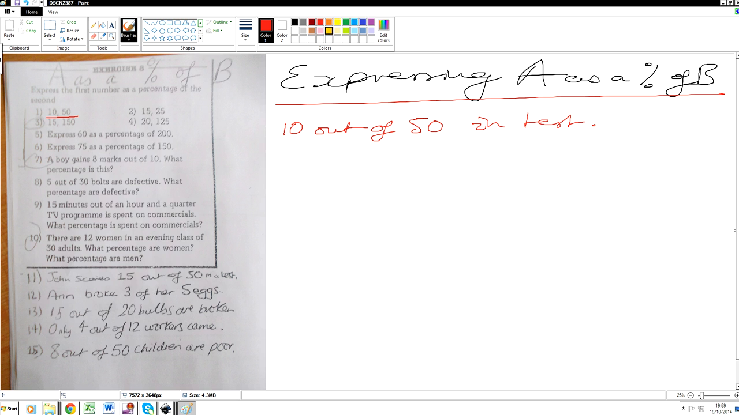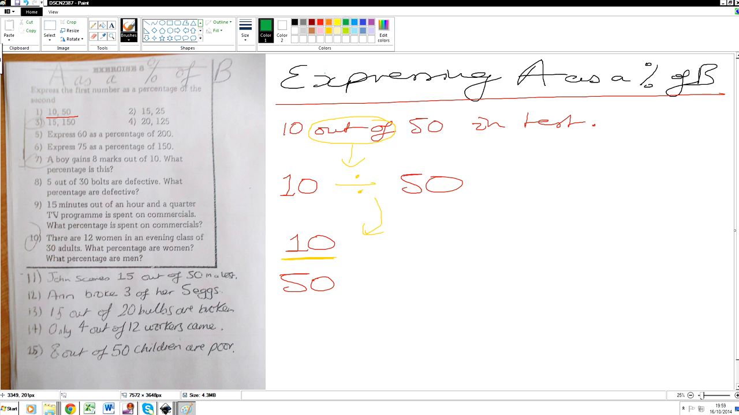So, what does the "out of" mean, Lishka? Out of means divide. Of means times. Now, how can we write down this divide sign? It can be written like this, as a fraction. So 10 divided by 50 can be rewritten as a fraction. So 10 out of 50 in a test means 10 divided by 50. 10 out of 50 is a fraction.